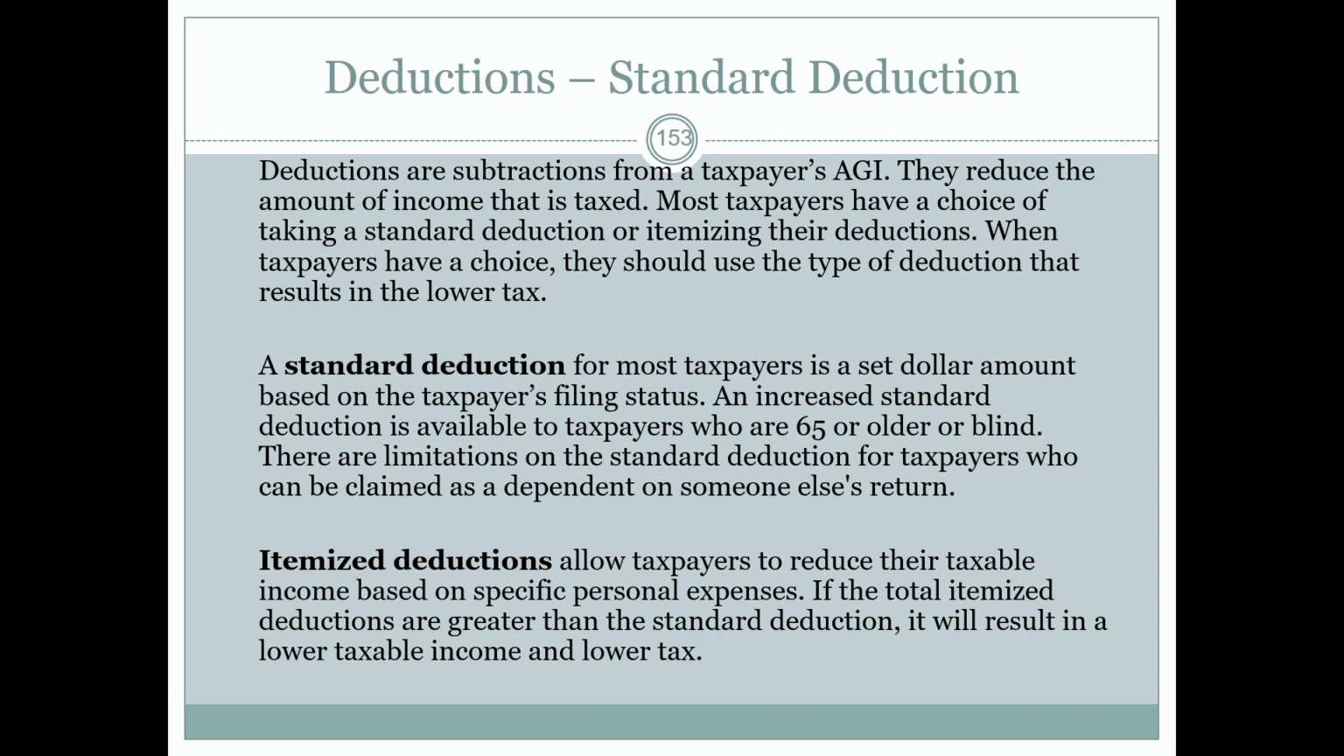The next deduction that I want to talk about is the itemized deduction. It allows taxpayers to reduce their adjusted gross income based on specific personal expenses. If the total itemized deductions are greater than the standard deduction, it will result in lower taxable income and a lower tax. Now let's take a closer look at the standard deduction.